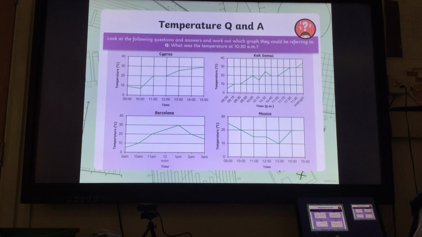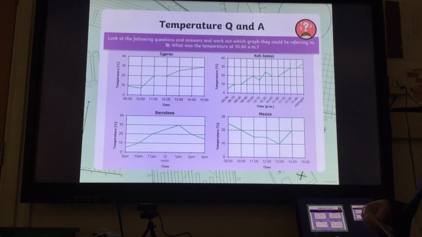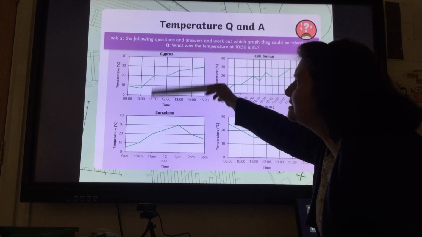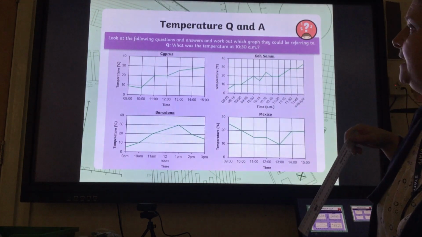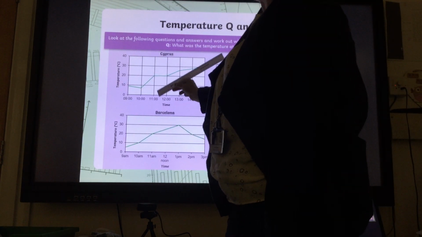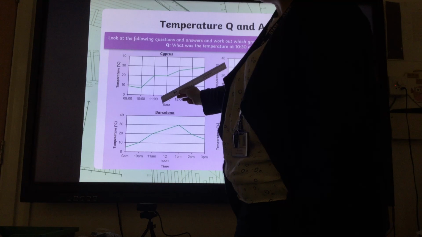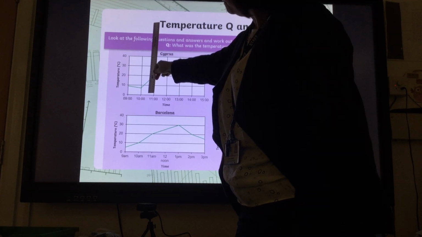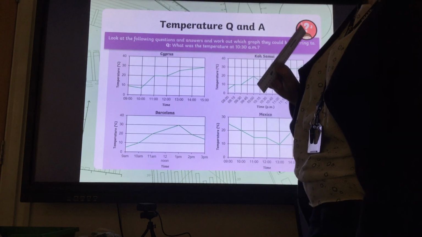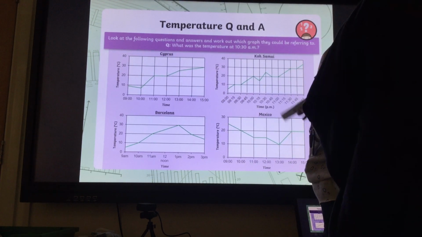So look at the following questions and answers. Which graph could it be referring to? What was the temperature at 10:30? For each graph, we need to find where 10:30 is. On our Cyprus graph, we've got 10 o'clock. Where would 10:30 be on this graph? We'd put our ruler halfway. Remember, 10:30 is halfway between 10 and 11. So we'd put our ruler on there, and then we'd look across to see what temperature that would be. So approximately 15 degrees at 10:30.